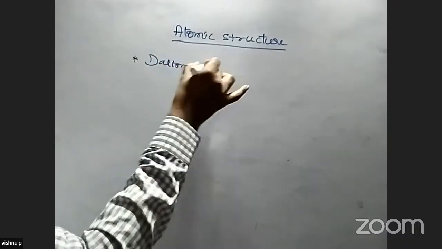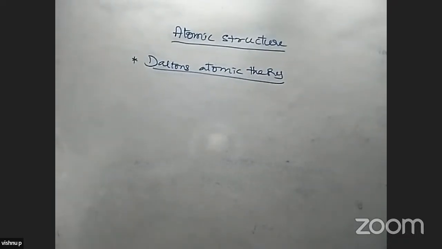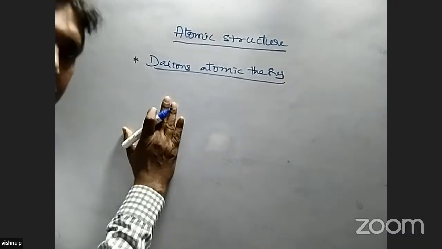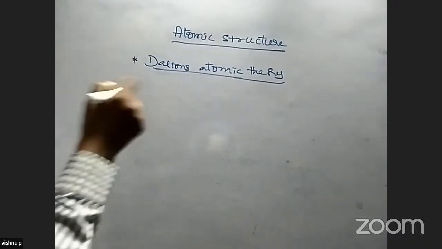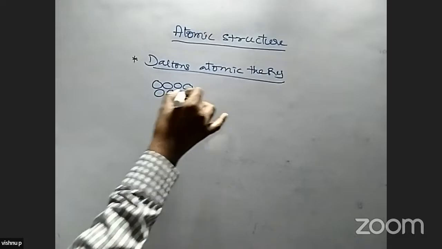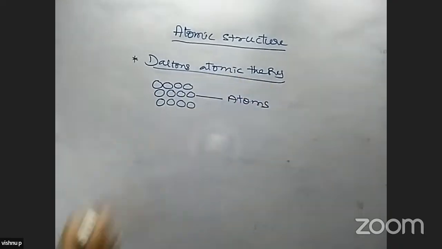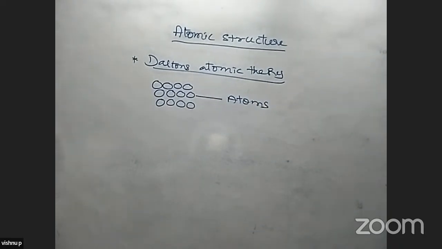First we'll start with the first theory, which explains the inner structure of the atom and matter. The first theory is called Dalton's atomic theory. According to Dalton's atomic theory, matter is made up of very small particles called atoms.